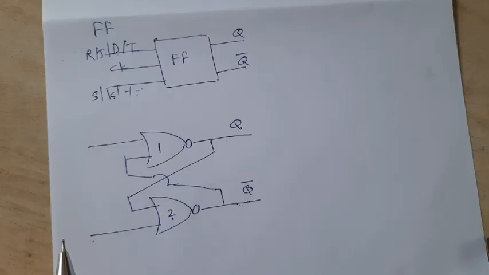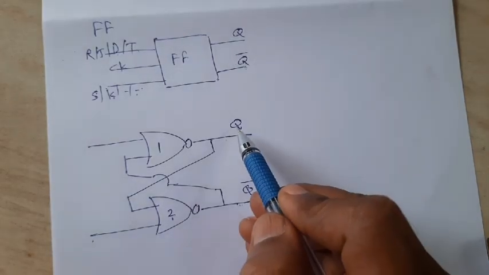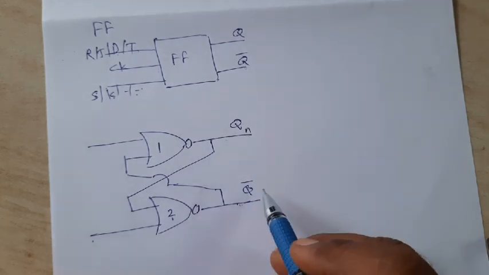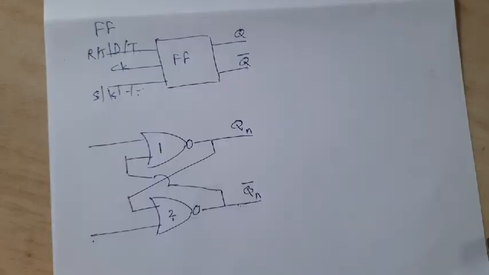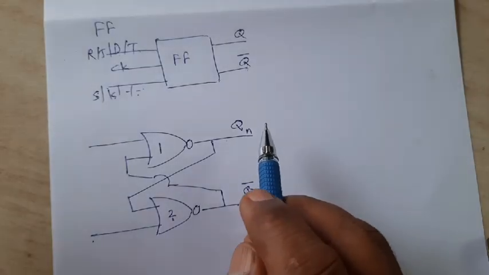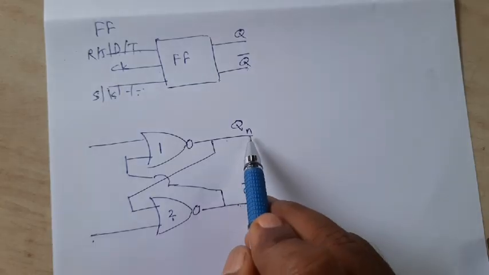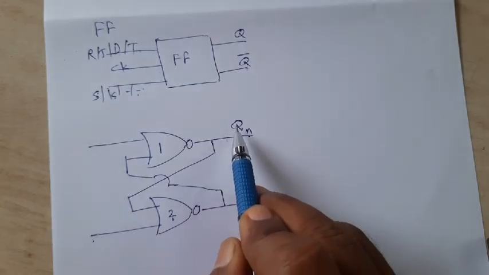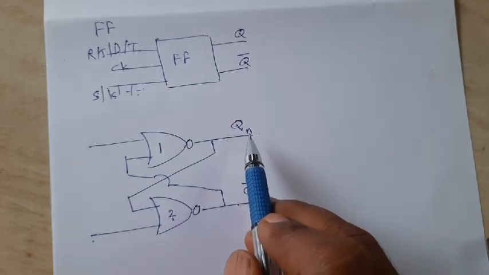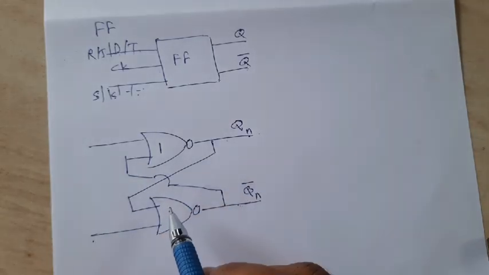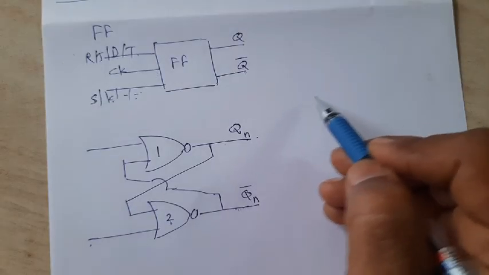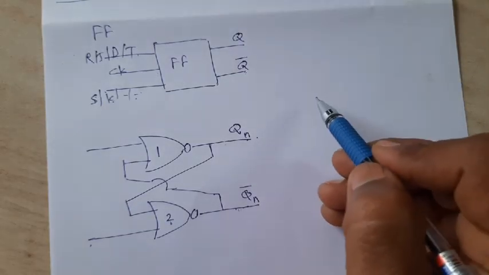And in that case, it is better to write Qn, that is, the present nth state. Here I will write Qn. And if I consider Qn minus 1, then it is the previous state output. Therefore, this is the current state output, and if I write Qn minus 1, then that will be the previous state output.